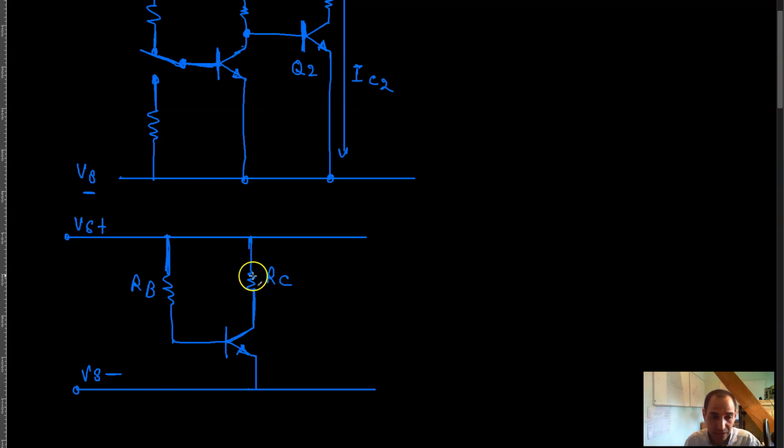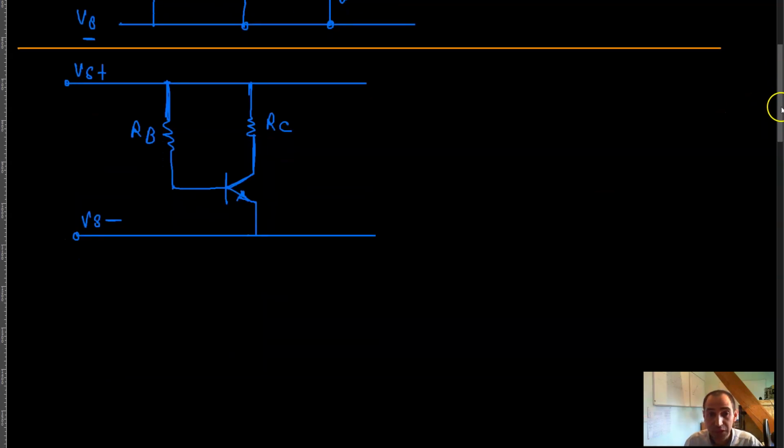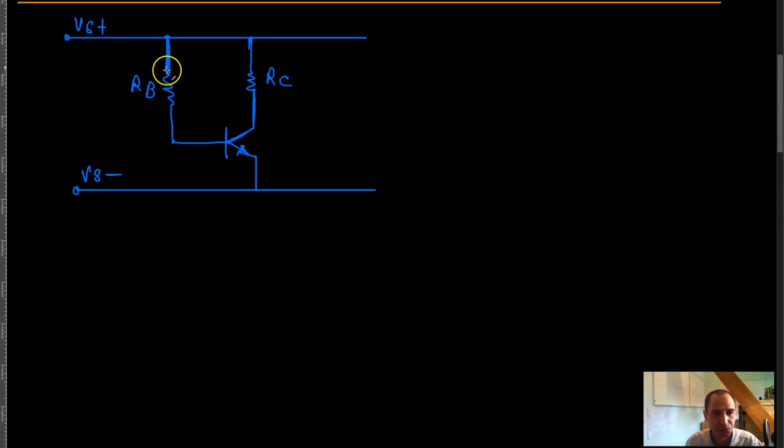Now, the way this circuit works is that you have this R of B, R of C, and your transistor, and the whole thing is connected to a power supply. There are a couple of things you need to understand here to understand how the circuit works. First of all, the heart of this circuit is this NPN transistor.